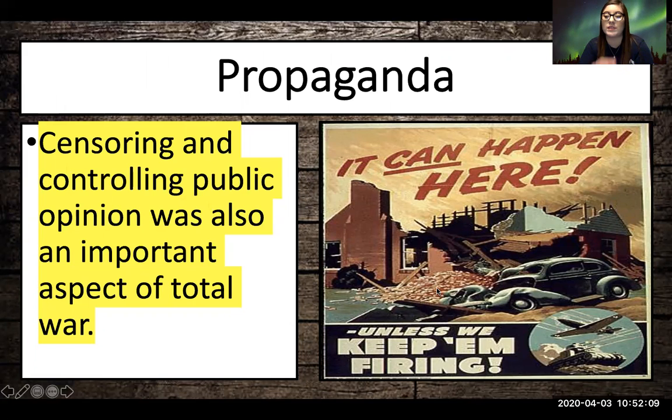Okay, so notice here's the first example of a poster. "It can happen here unless we keep them firing." So this is portraying a suburban home. You see the car, and it's essentially telling people, hey, if we aren't supporting our soldiers, the enemy's going to come to our homes and destroy them. This is the government basically saying, this could happen to your house if we're not supporting the soldiers.